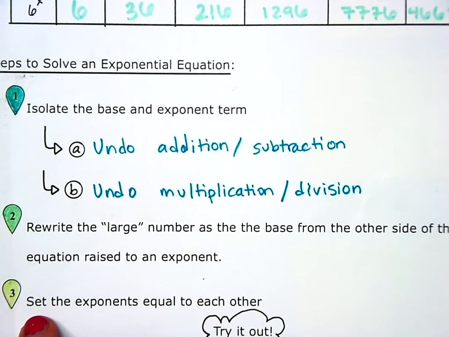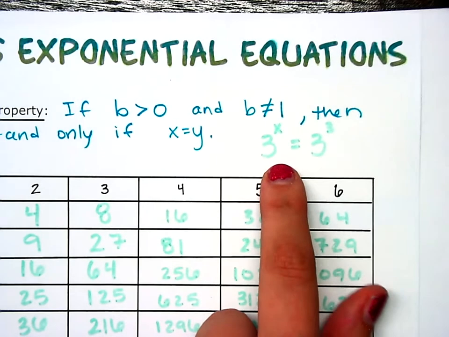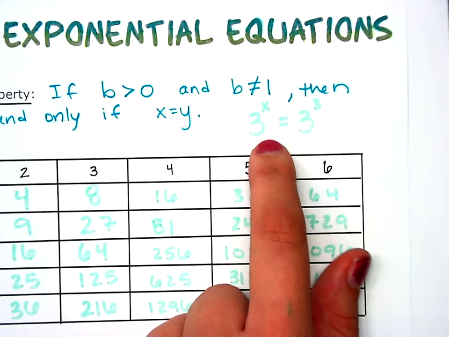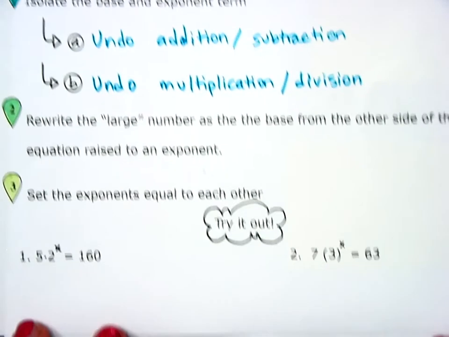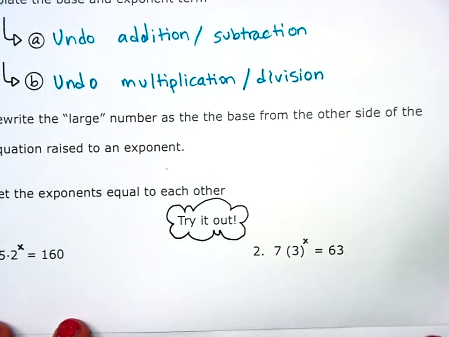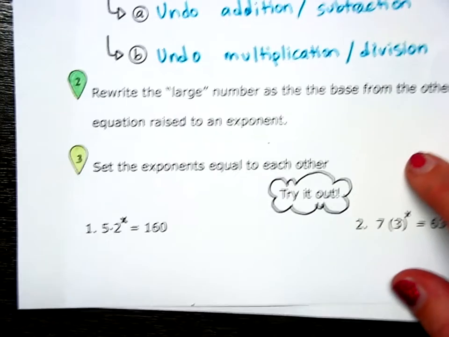The last step is to set the exponents equal to each other. That's basically what we did right here, when we said, okay, if this is true, then x equals 3. That's this last step, setting the exponents equal to each other. So let's try them out with these 2 examples right here. Let's use these steps, and I will zoom into this first one so we can start.